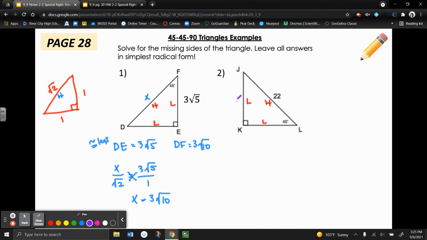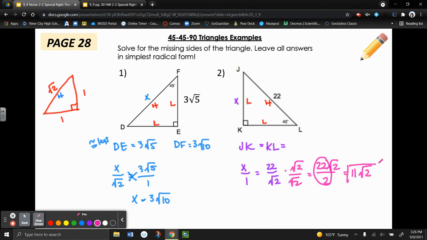All right, taking a look at the second example. So again, we're solving for JK. And well, we know that that's going to equal KL. So really all we're solving for is one side. Okay, so X over 1, those are the legs. And then we're given the hypotenuse, 22 over the square root of 2. So this one we don't have to cross multiply because we have X over 1, which is just X. What we do need to do is rationalize the denominator here. So 22 times the square root of 2 over the square root of 2 is going to be 22 times the square root of 2. The denominator just becomes a regular 2. And then if you can simplify here, 22 divided by 2 is 11. So 11 times the square root of 2. So that means JK is equal to KL because the legs are congruent. It's just going to be 11 times the square root of 2.